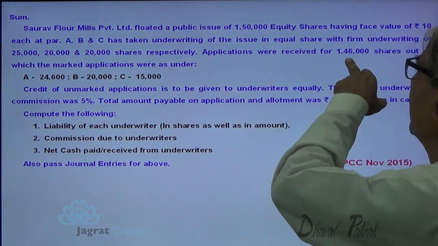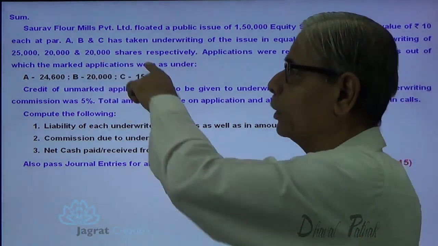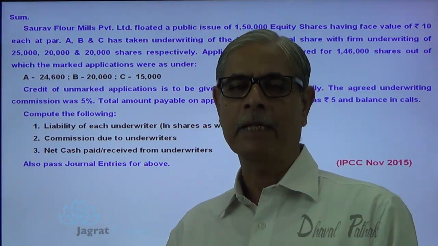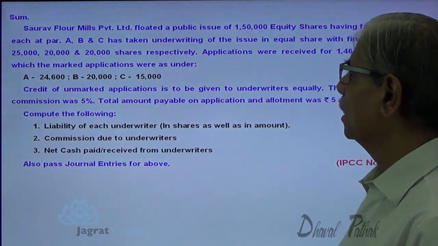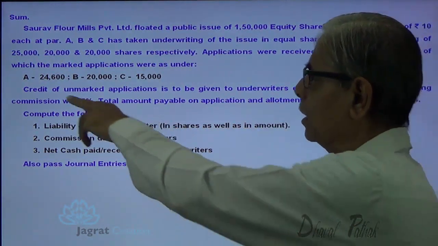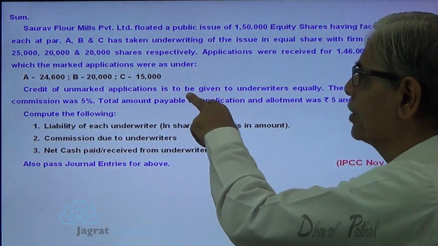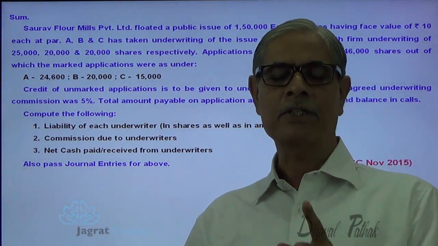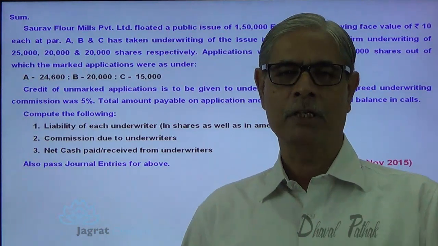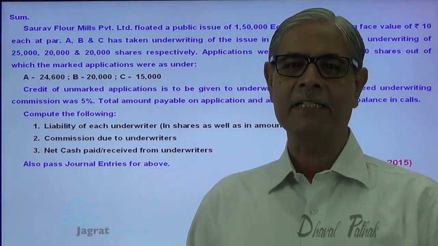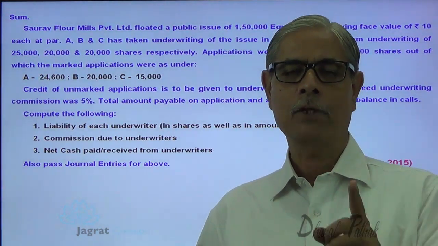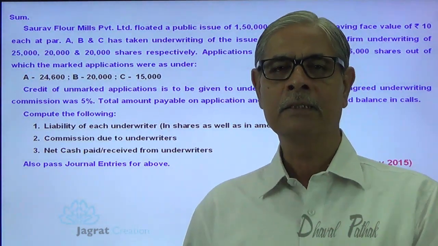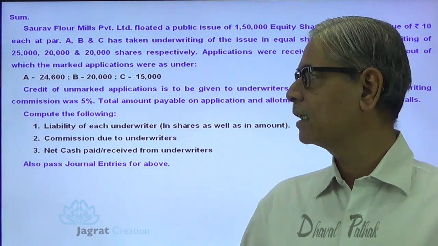Now whatever the applications received, 1,46,000 includes firm application. That includes firm application. And credit for unmarked application is to be given to underwriters equally. So firm applications are treated as unmarked application. So no straightway credit is given for firm application. They are to be treated as unmarked application. That is an important interpretation that one should hold while reading the sum.